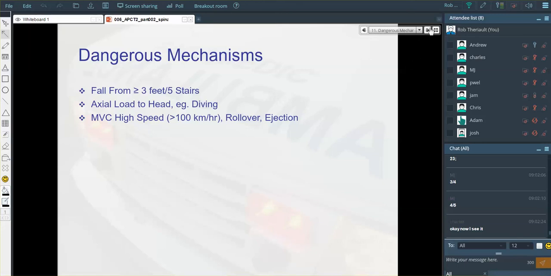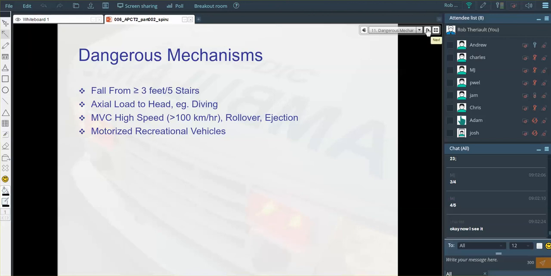Motor vehicle collisions greater than 100 kilometers an hour, rollover, ejection. It's interesting, we sometimes complain that the speed limit is 100 kilometers an hour, but if they were to increase the speed limit to 120 kilometers an hour, it increases the risk of injury and disability by 30%. So it's disproportional to the increase in the speed limit. So we think 120 is nothing, right? But it is significant, and that's the reason we have a speed limit of 100 kilometers an hour.